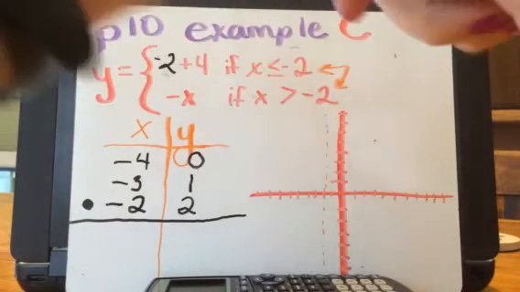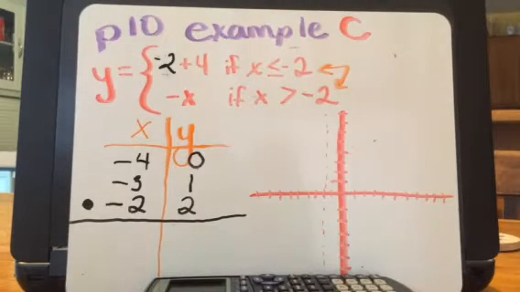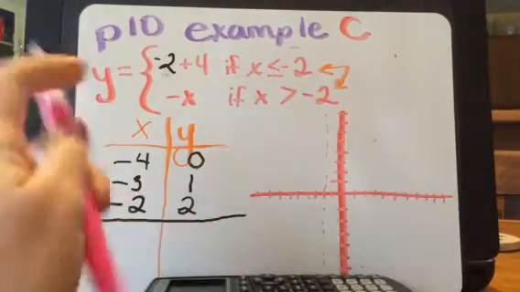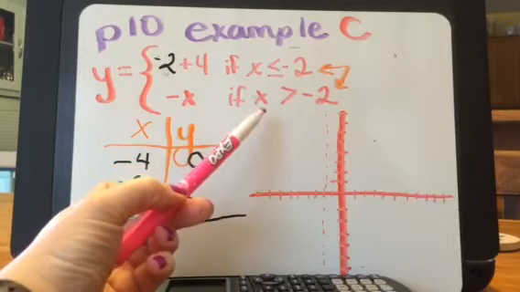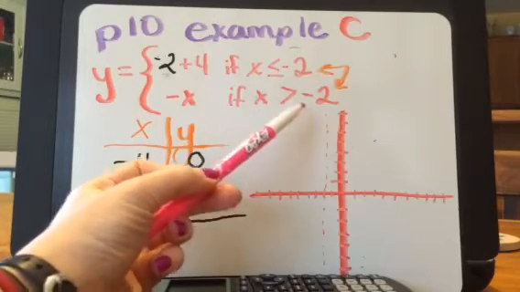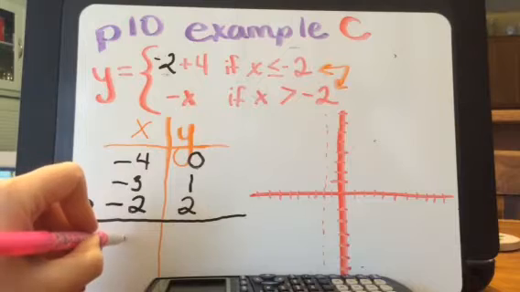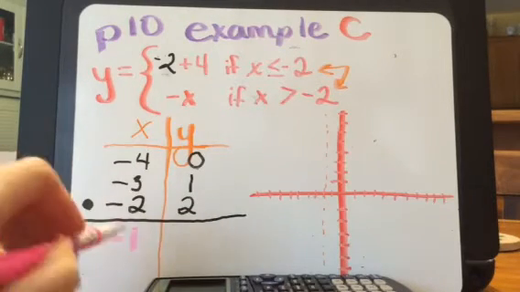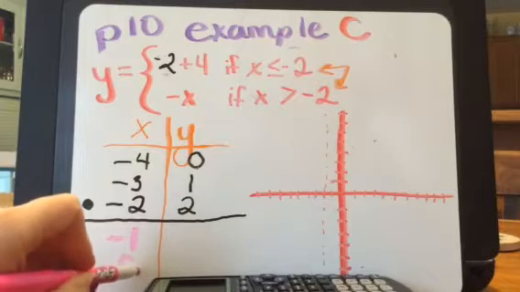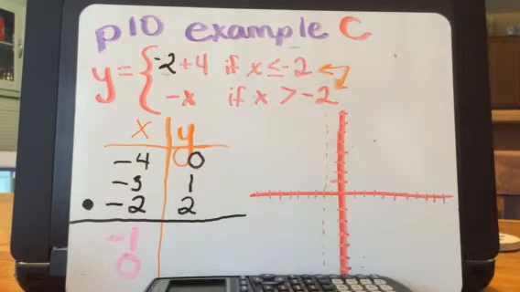I'm going to switch colors. I'm going to work the second rule that we have. Oh, how about shocking pink? So I need some values that fit my second rule. My second rule says it has to be greater than -2. So numbers that are greater than -2 would be like -1 and 0. Both of those are greater than -2.